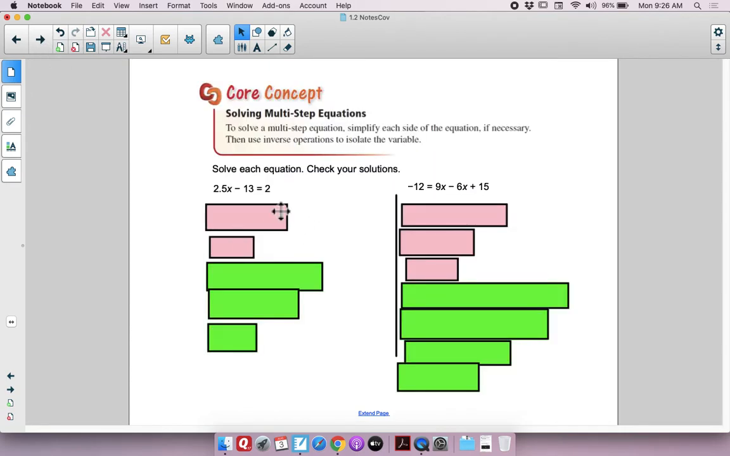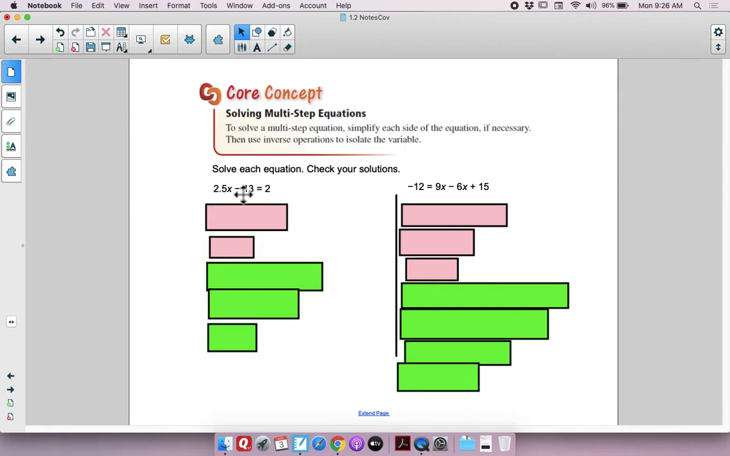So let's look at these here. Is there anything that we can do to combine like terms on the left side? No, there's two terms here, 2.5x and negative 13, and they're not like terms. One has an x, one doesn't. What about the right side? Well, there's only one term. How can we simplify that? Of course we can. So what's our next step going to be?